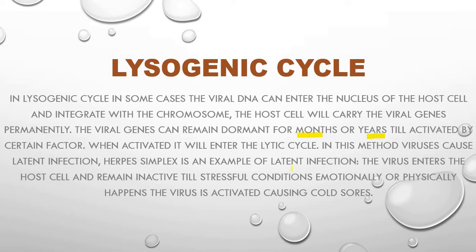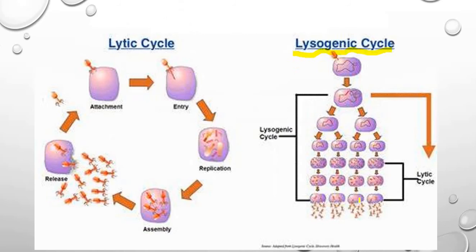An example of the lysogenic cycle is herpes simplex. It can remain dormant for many years or many months, and then it will appear when the immune system is dropped, and it will cause cold sores. So this is the lysogenic cycle.